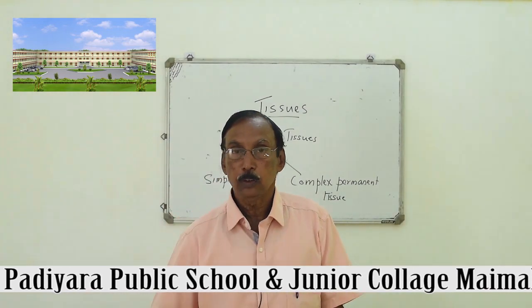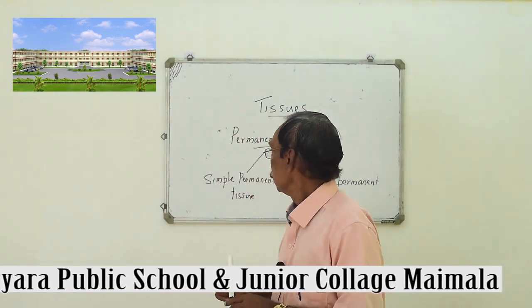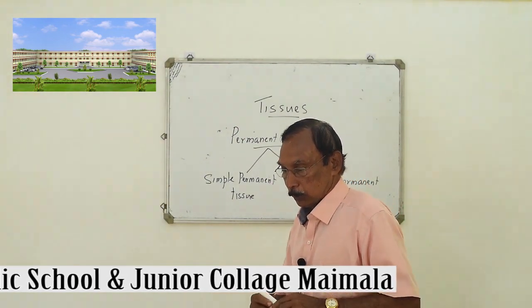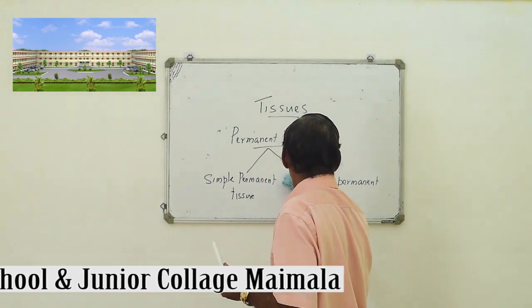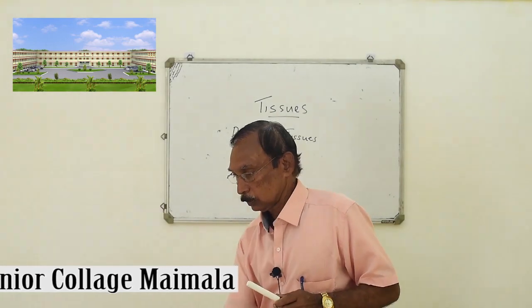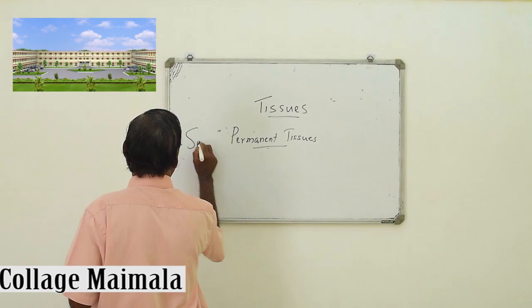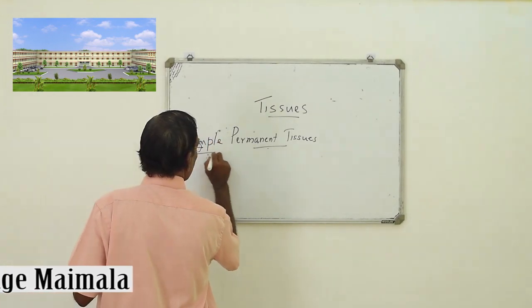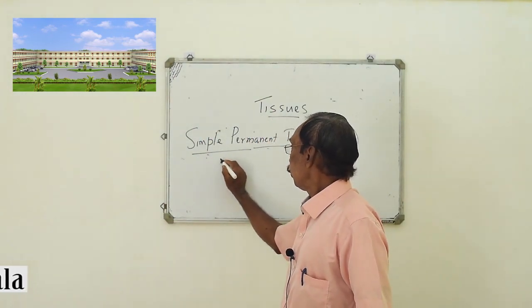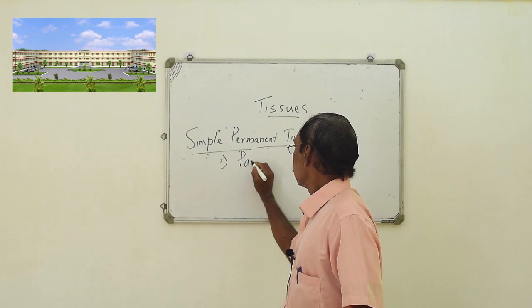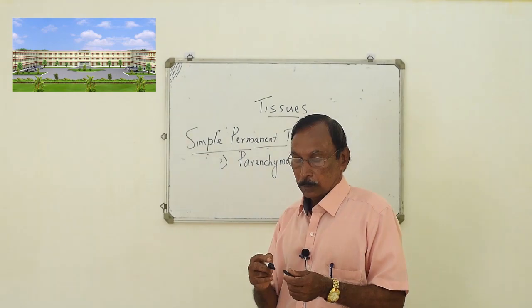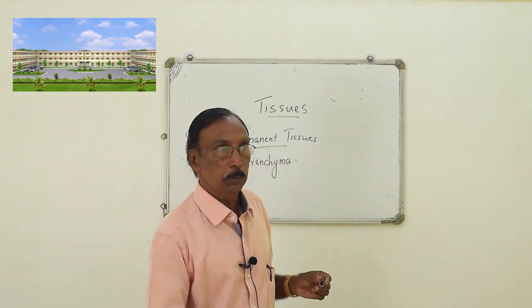Okay, first one we are going to see simple permanent tissue. That is the first type. Simple permanent tissue, there are three important types. One, parenchyma. Parenchyma is a very important simple permanent tissue.